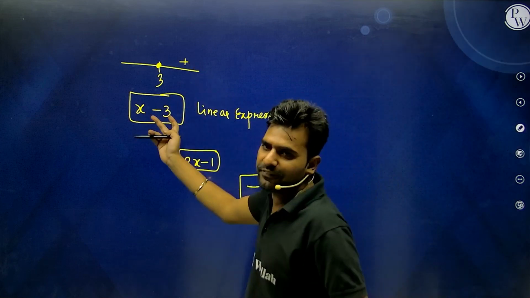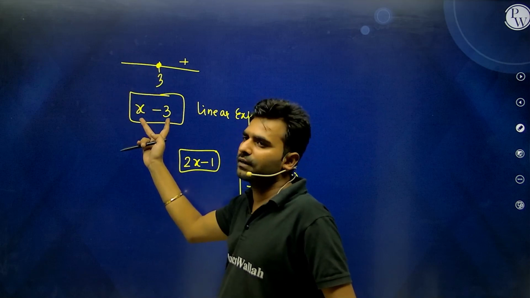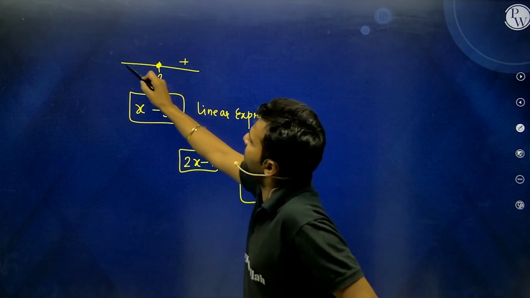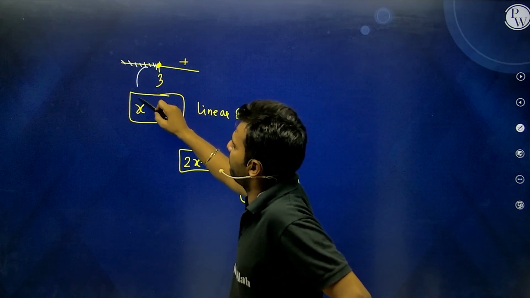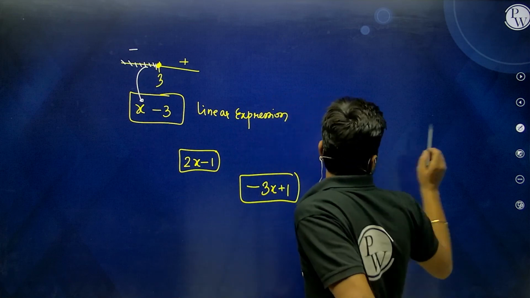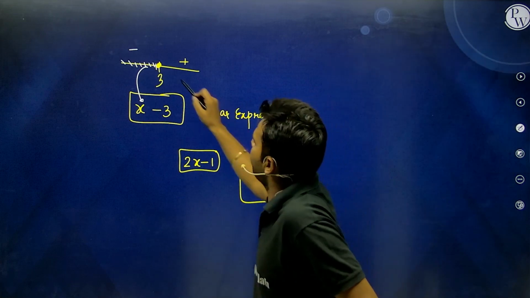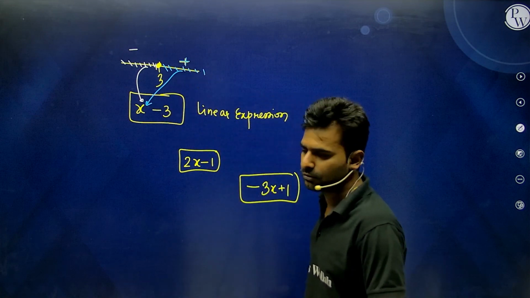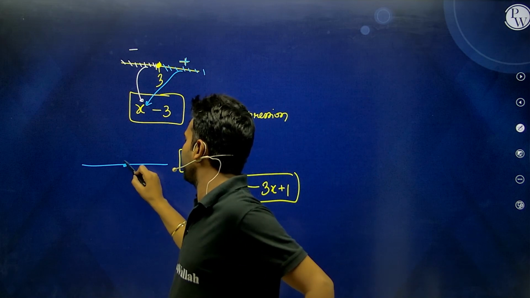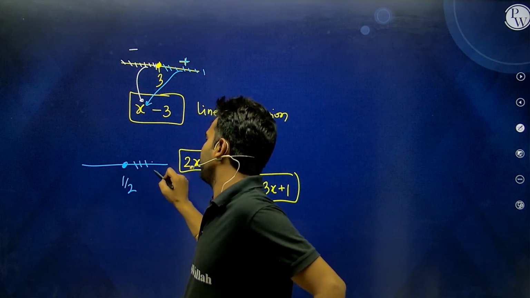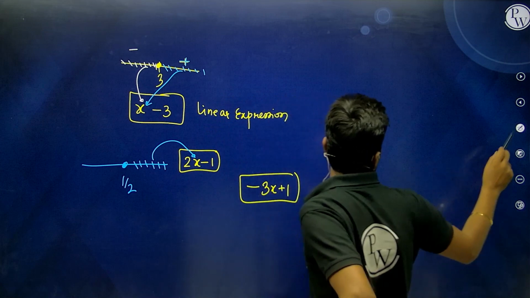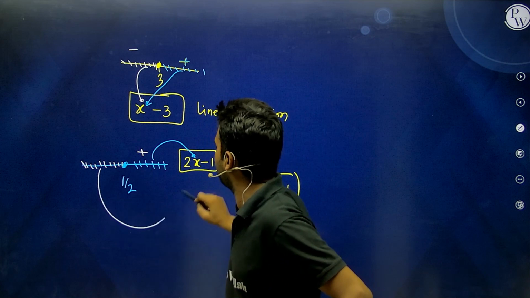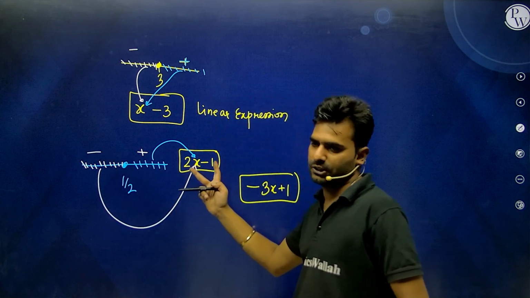And if you put any value of x lesser than 3 over here, that means out of these values, if you put any value over here, the expression is going to give you a negative value. Yes or no? And if you put any value of x greater than 3, here the expression is going to give you a positive value. Yes or no? Similarly over here, if you put x equal to 1 by 2, the expression is going to give you 0. If you put any value of x greater than 1 by 2 over here, the expression is going to give you a positive value. And if you put any value of x lesser than 1 by 2 over here in place of x, you're going to get a negative value for this expression.